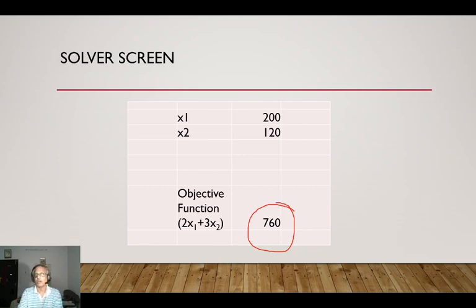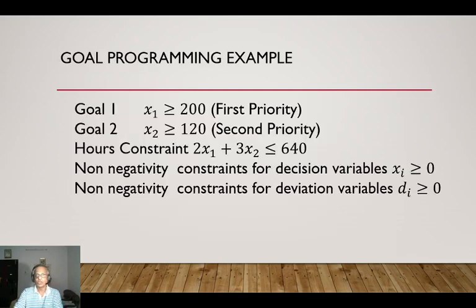Suppose the available hours is less than 760, then what will you do? This problem is very simple, so you can easily say that since the first priority is x1, I will keep 200 and I will reduce x2 by something. It may be 30, 40, 50, 60 or whatever it is, but you will have to calculate exactly and find out. So let us do the goal programming formulation.